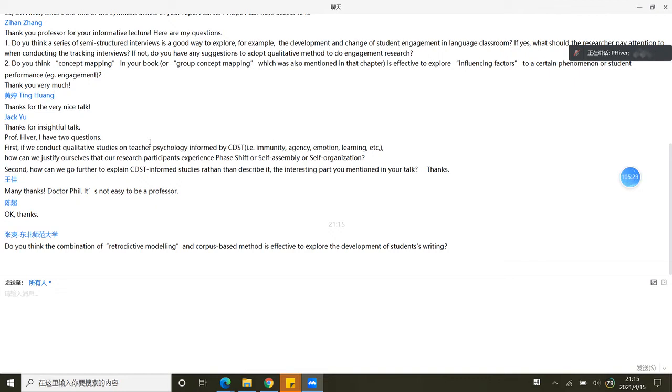Is the combination of RQM and corpus-based methods effective to explore development of students' writing?